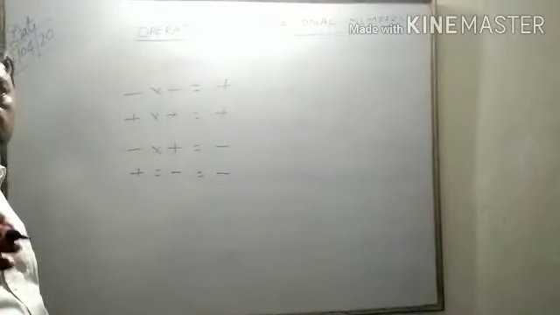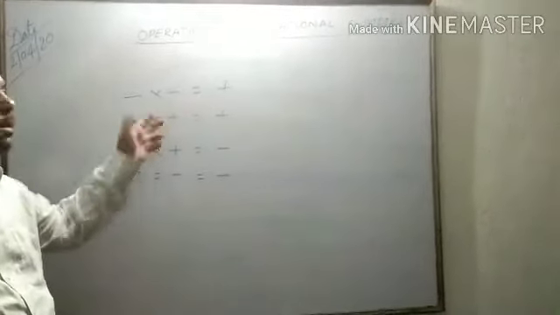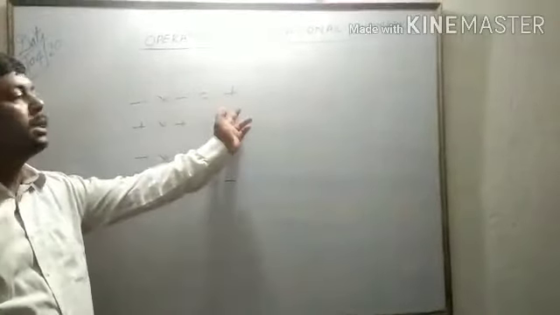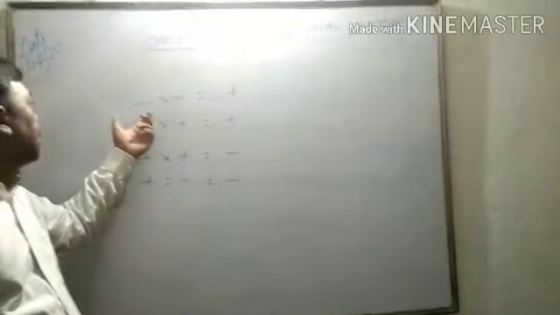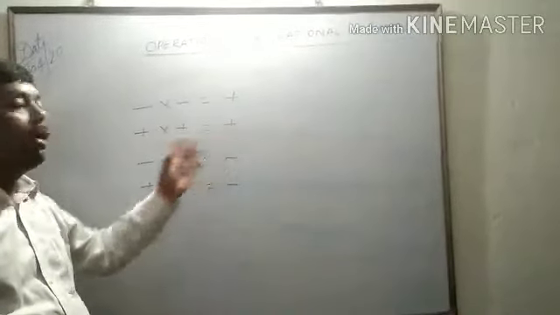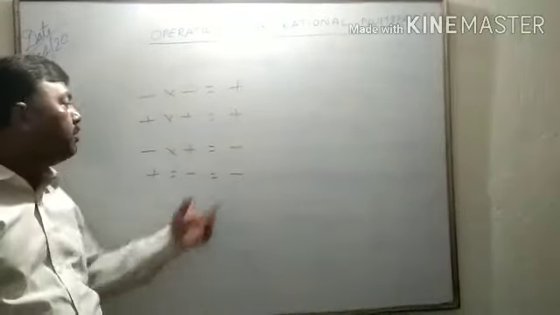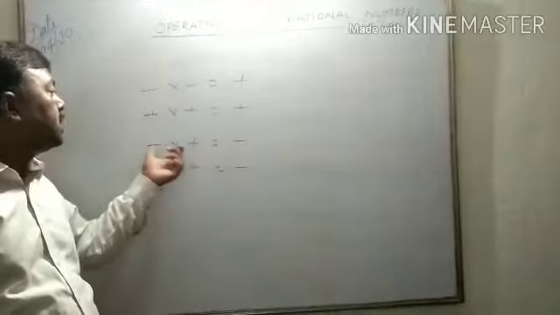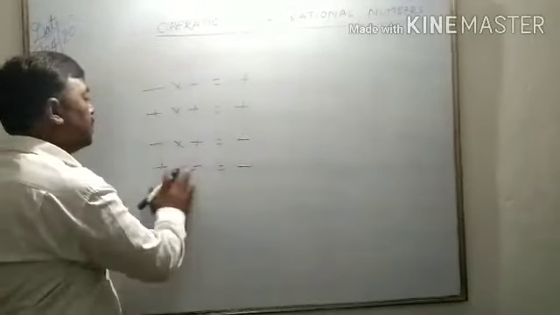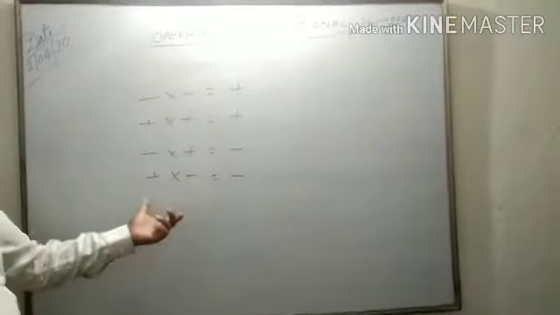Once again, we will understand this. If both same signs are multiplied to each other, then the result will be positive, like minus minus will be plus, plus plus will be plus. If different sign numbers are multiplied to each other, then it will give a negative sign. Minus into plus will be minus, and plus into minus will be minus.